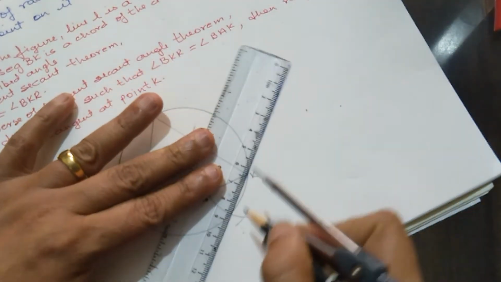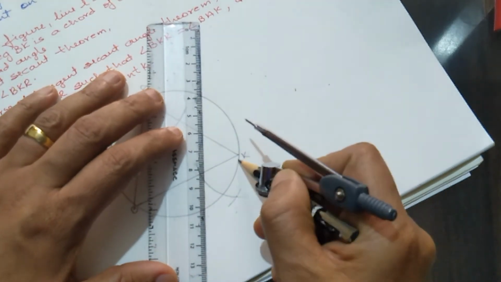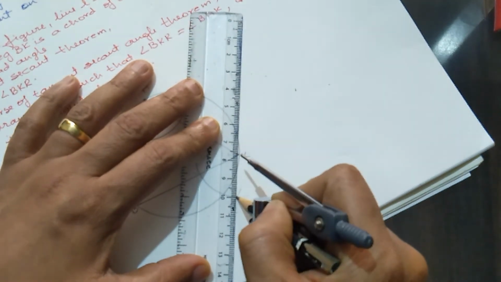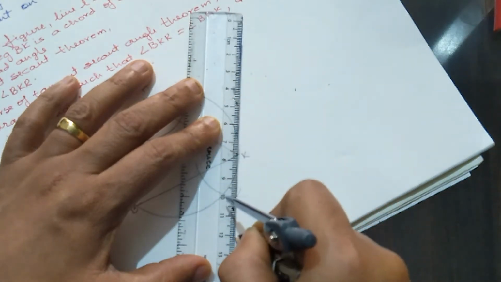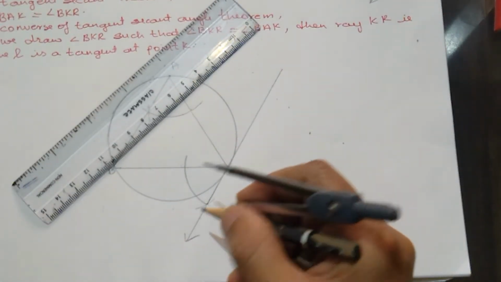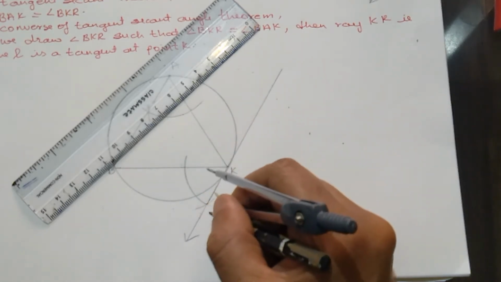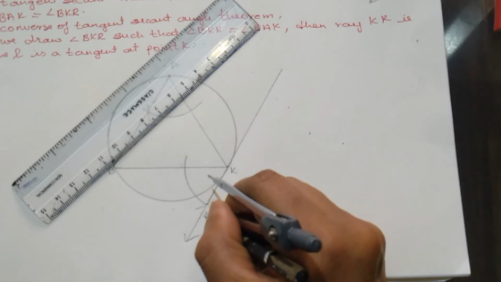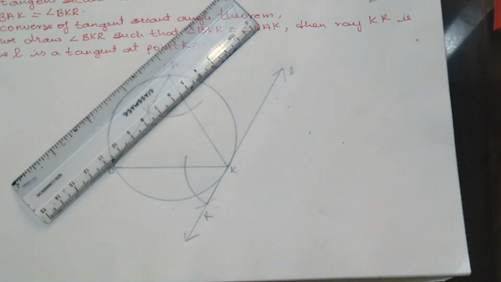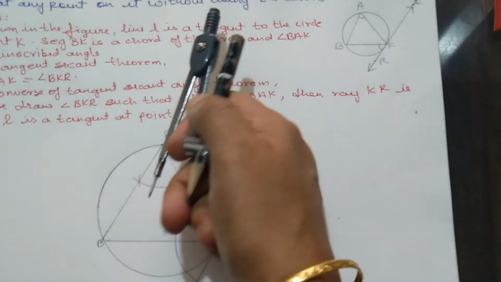Now join where the two arcs intersect and the point K. That is your tangent. KR, not ray KR, is the tangent. Let us name this tangent as L. So this is how you are supposed to draw the tangent of a circle without using the center.